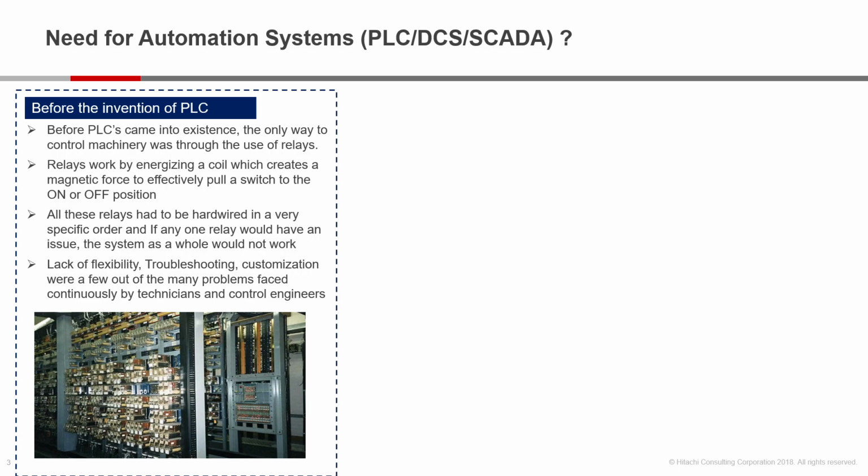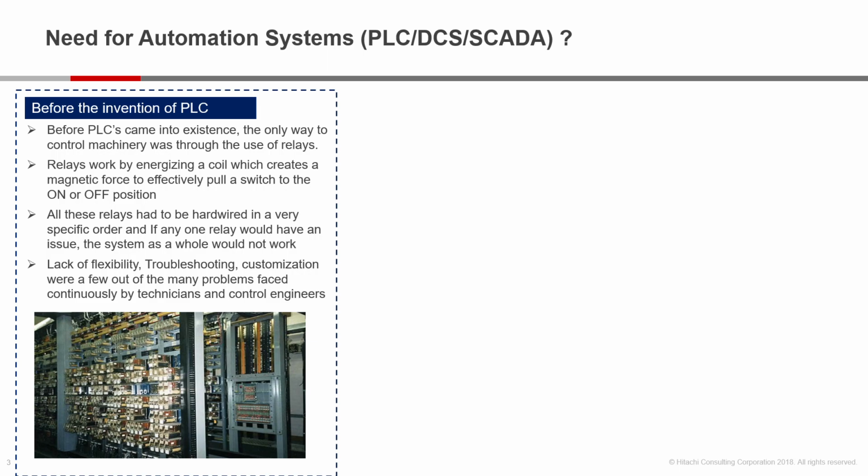So before PLCs came into existence, as I already said, the only way to control machinery was through the use of relays. So all these relays had to be hardwired in a very specific order, and even if any one relay would have an issue, the entire system as a whole would not work. So essentially the problems were there was a lack of flexibility. You couldn't change the logic of the circuits. If the process requires a change, you need to change the entire wiring of the circuits.